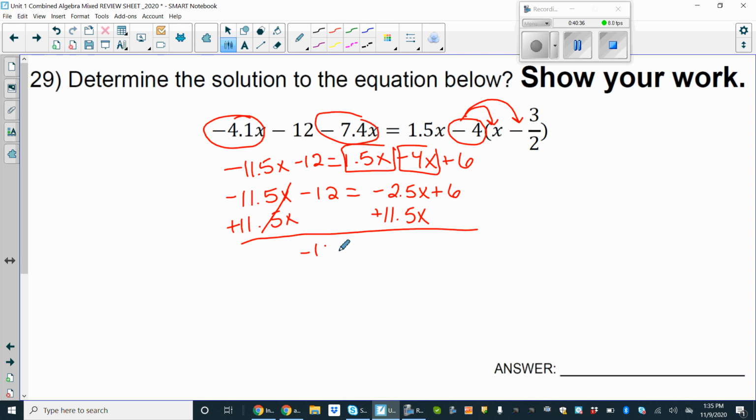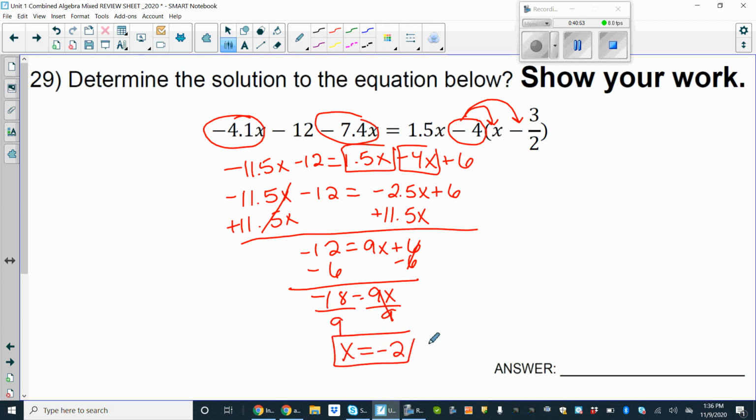And we're left with negative 12 equals 9x plus 6. Subtract 6 on both sides to isolate the variable, and we're left with negative 18 equals 9x. Divide by 9 on both sides, and we're left with x equals negative 2. And that's your answer.